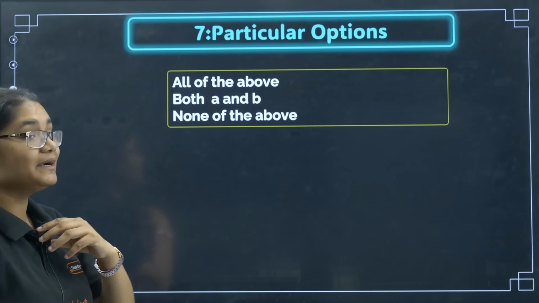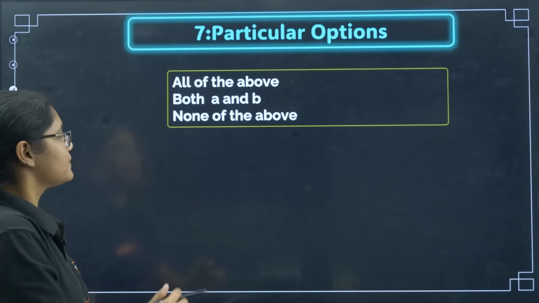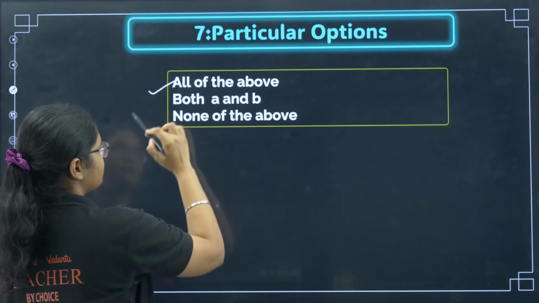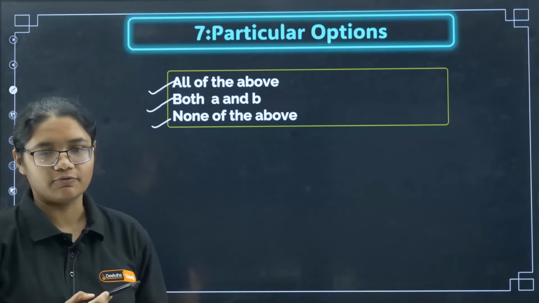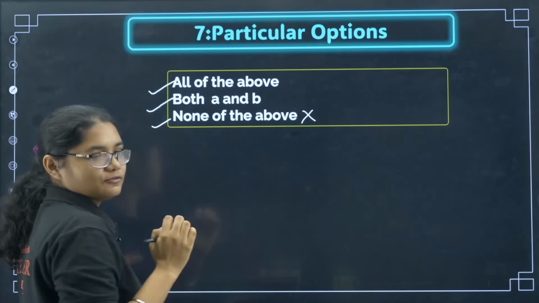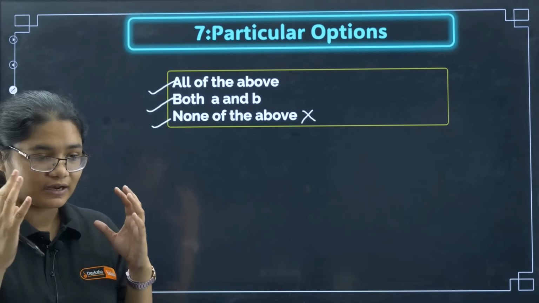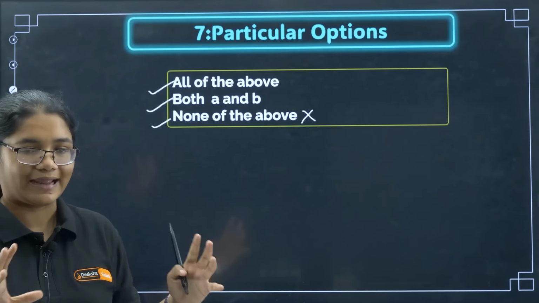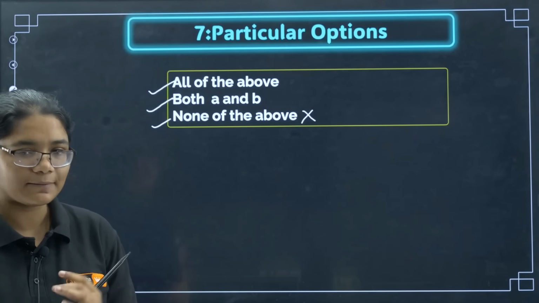Next, we have particular options. These are very important. There are some questions where you have all of the above, both A and B, or both B and C, and none of the above. There is a very rare chance that we get none of the above as the answer. So if you have an option none of the above, please do not consider it. If you are stuck in a question, you don't know anything and you have none of the above as one option, you can skip that option.